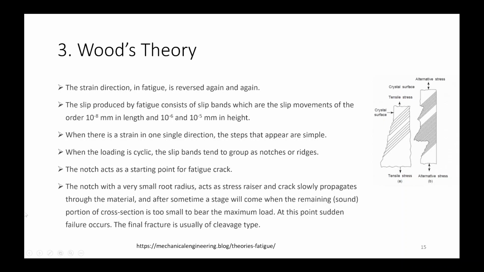When there is a strain in one single direction, the steps that appear are simple, and when the loading is cyclic, the simple bands tend to group as notches or ridges. The notch acts as a starting point for fatigue crack. The notch with a very small root radius acts as a stress raiser, and the crack slowly propagates through the material, and after some time a stage will come when the remaining sound portion of the cross section is too small to bear the maximum load. At this point, sudden failure occurs and the final fracture is usually of cleavage type.